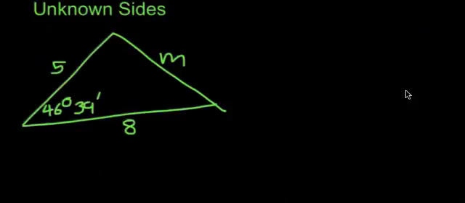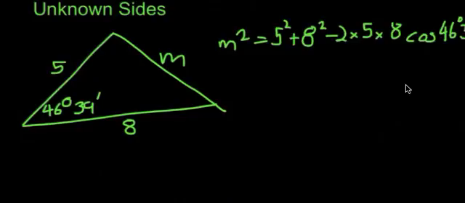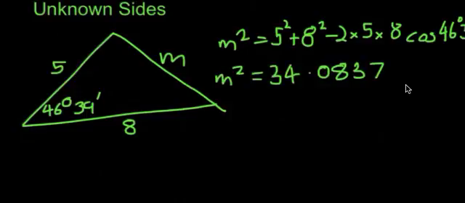the length of m. So we write the cosine rule for the unknown side, which will be m squared equals 5 squared plus 8 squared minus 2 times 5 times 8 times the cosine of 46 degrees and 39 minutes. So m squared will equal, when we've entered all of that into the calculator, 34.0837 to 4 decimal places.